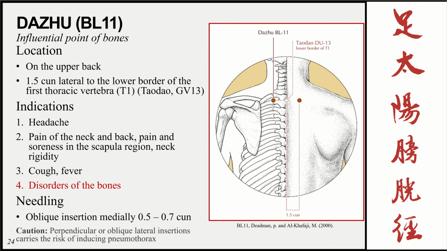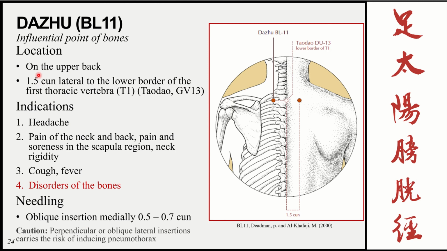And now we start with the actual points. The first one is Daju, which is bladder 11. It's the influential point of bones. What this means is that this point influences one of the 8 important or extraordinary organs. Each one of these has a special function on the specific element that it governs. So Daju governs bones, which means that it has a special function of treating any disorder of the bones.